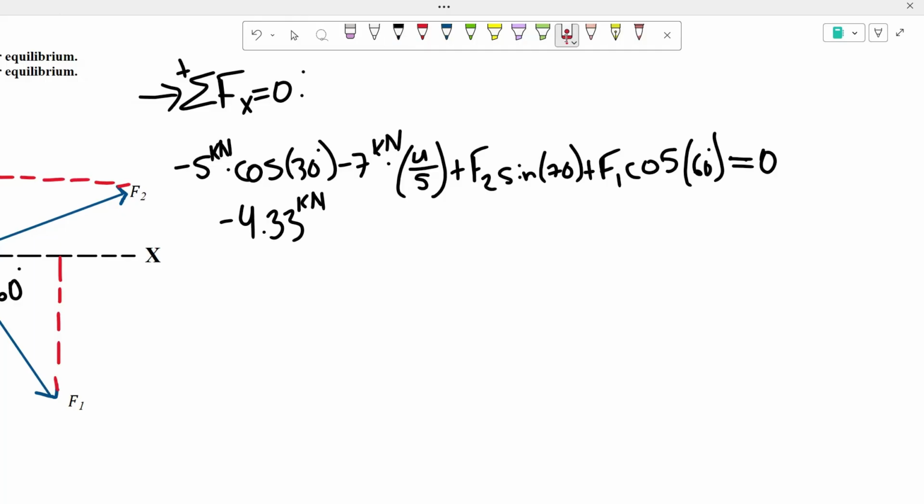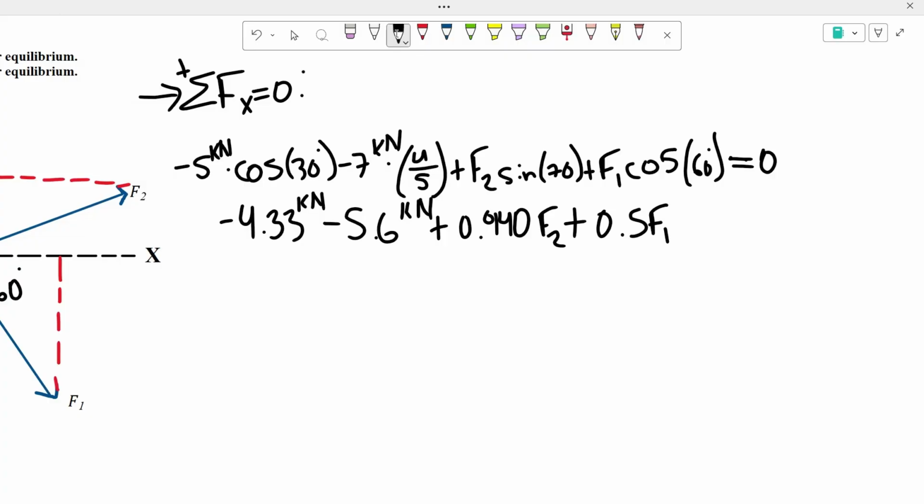And then if we were to plug negative 7 times 4 over 5, we get negative 5.6 kilonewtons. And then if we were to plug in sine of 70 into the calculator, we would get 0.940 F2 plus, and then if we were to plug in cosine of 60 into our calculator, we would get 0.5 F1. And then all of that has to equal 0.